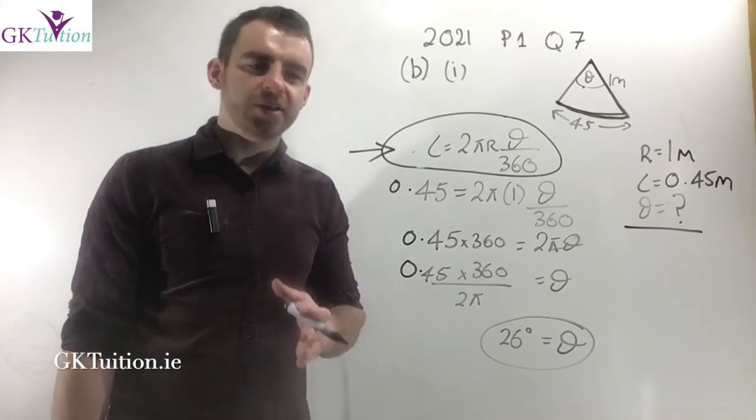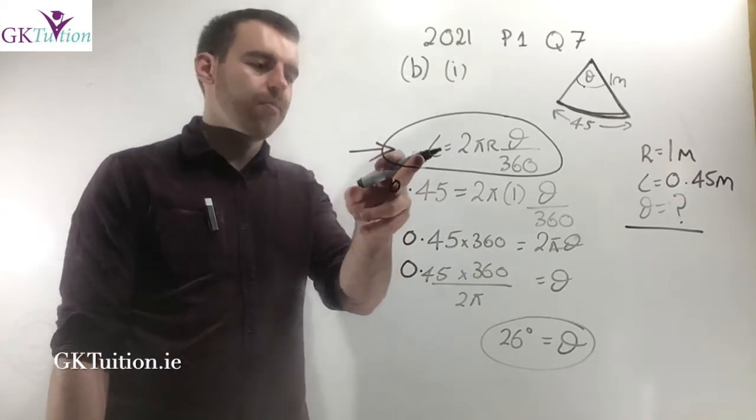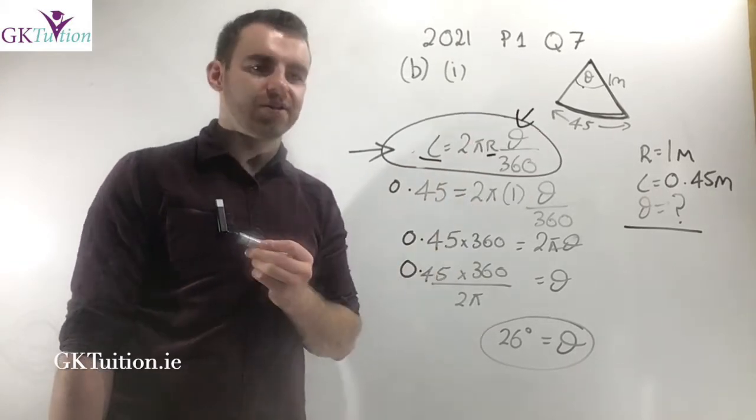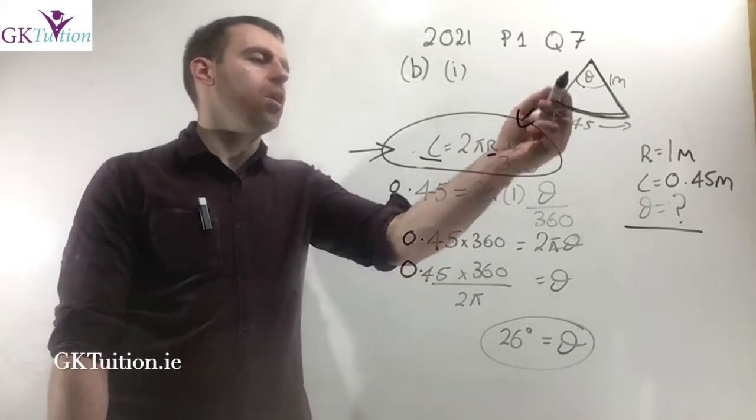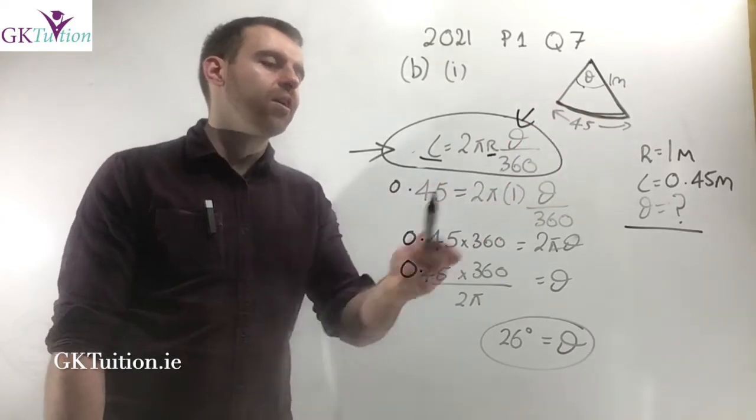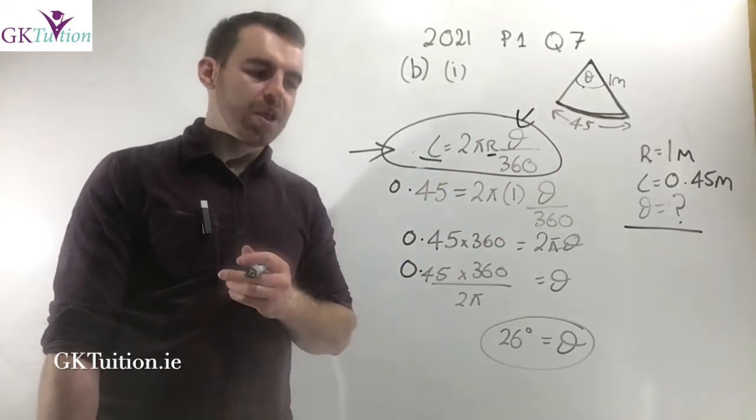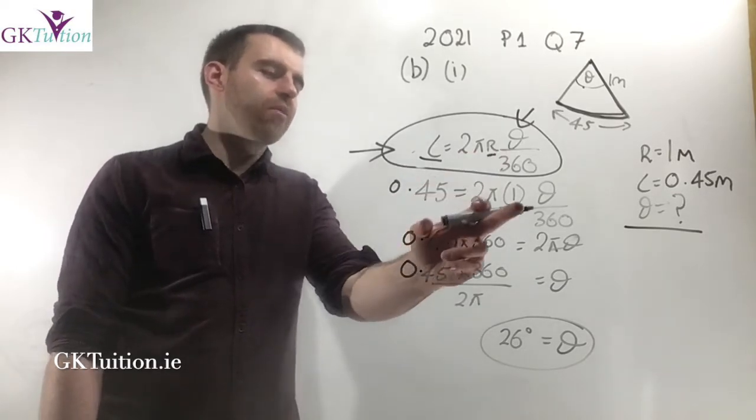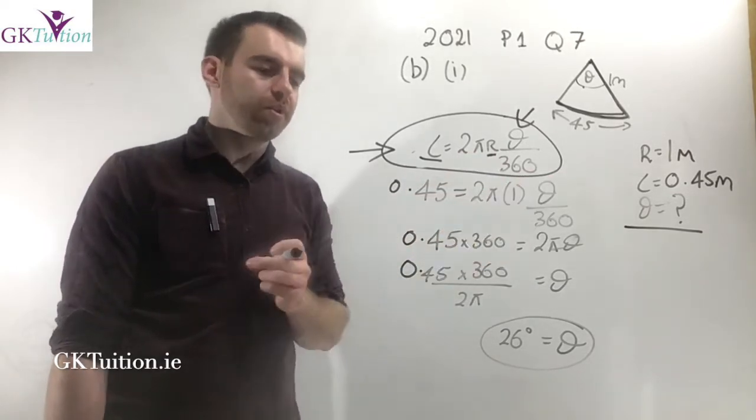If you go to page 9 in your maths tables, you get this formula, a formula with the arc length, the radius, and the angle at the center. Obviously what we want, because we know the radius and we know the arc length, is to find theta. So all we do is sub in. Our L is 0.45, our radius is 1, and the only thing we don't know is theta.